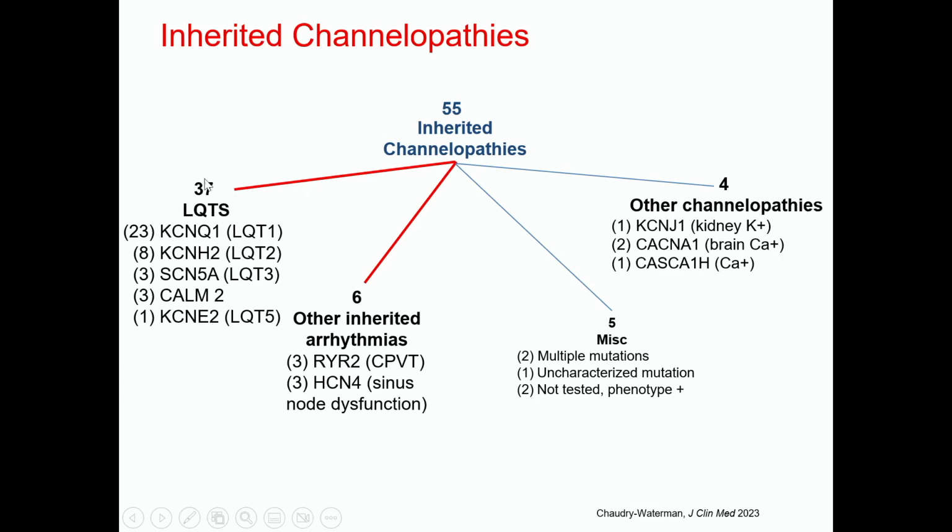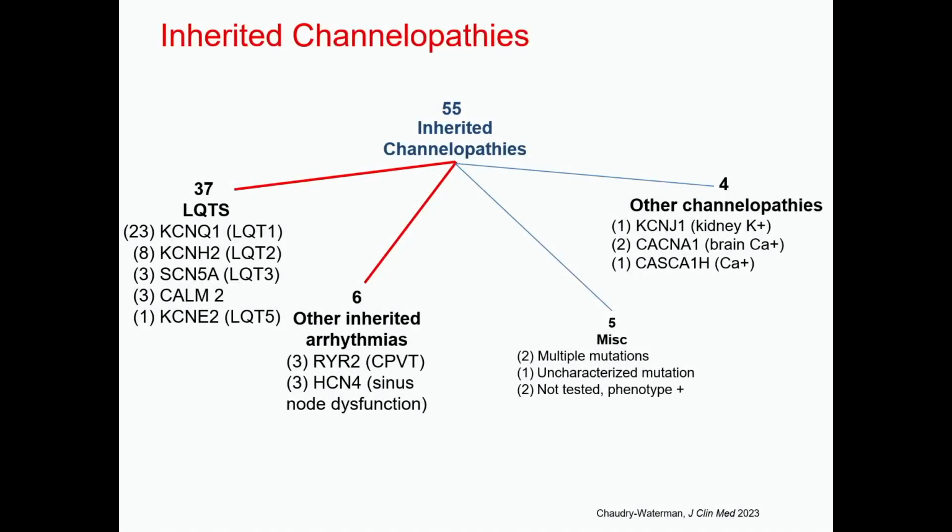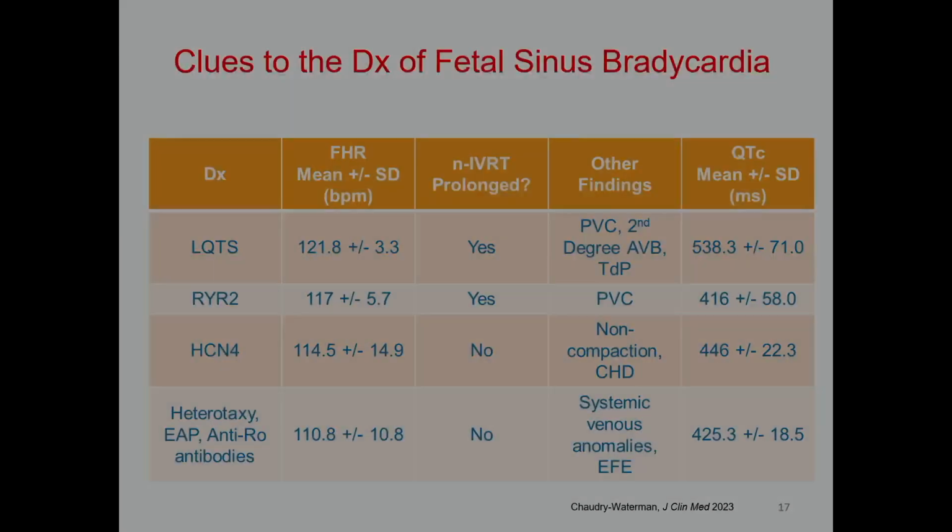You can see that the majority were long QT syndrome, 37 of them with all different types. But there were 6 other inherited arrhythmia syndromes with mutations in completely other parts of the genes. RYR2, HCN4, those were really the most common. And what's really interesting to me is that 4 of the patients also had channelopathies, but these channels were not found in the heart. So I don't have an explanation for that really at all.